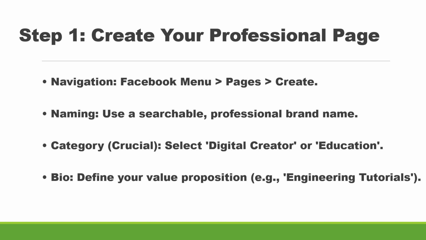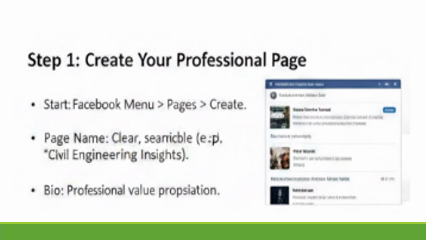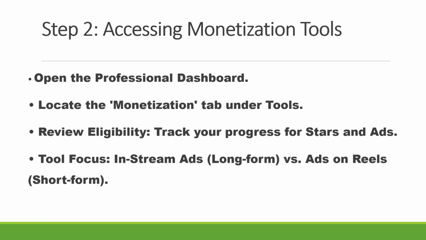So these are the first process: converting, creating from your profile, creating a page. So you create a page. Now it looks something like this. From your profile, you create a page like what I explained before: menu, pages, the page name you want to use, maybe civil engineering insight, professional value. I'm going to show us how this process is done.